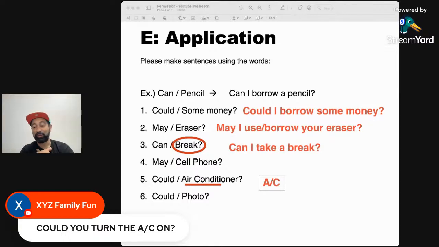I did the opposite. It was too cold in this room. I turned the AC up. It was too cold, so I turned it up. All right, perfect. Let's do number 6. Could and photo.